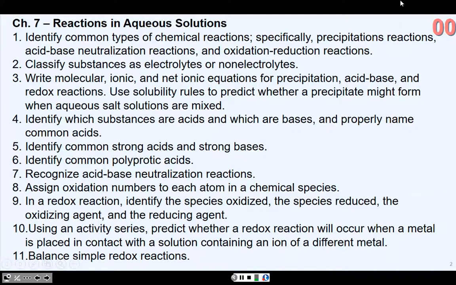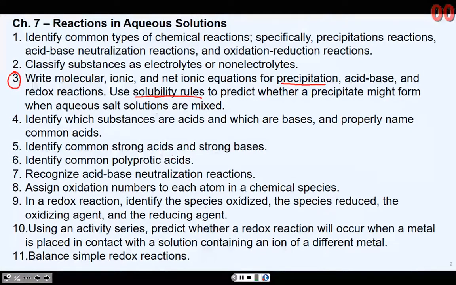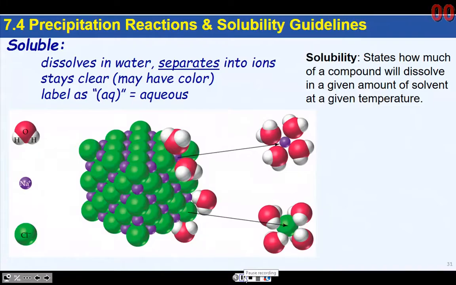The next topics for the chapter on reactions in aqueous solutions would be to discuss in much more detail, and this is going to take a little while, the way we write molecular, ionic, and net ionic equations for precipitation reactions. This involves the discussion of solubility rules to predict whether a precipitate will form from a combination of aqueous salt solutions. In order to describe this section, we need to come to terms with what it means when we say something is soluble.